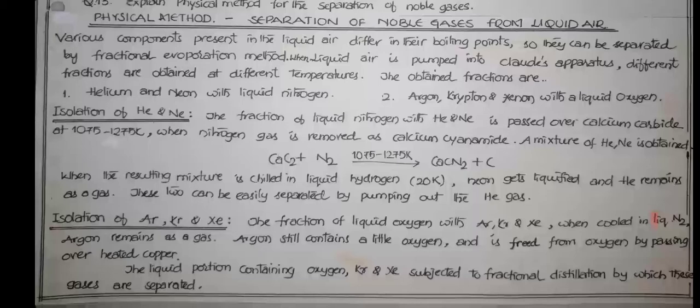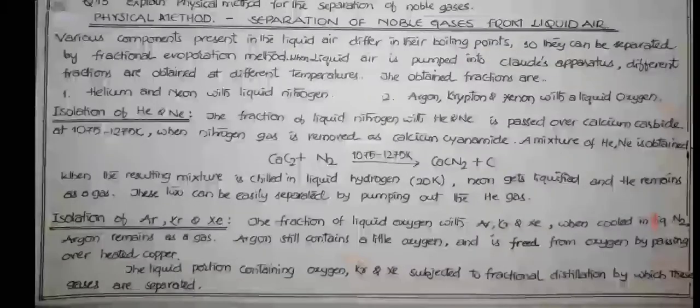Fractional distillation is applicable when the boiling point difference is more than 10 degrees. At approximately 10 degrees, you can comfortably use this one. And by using this, you can comfortably separate krypton, xenon and oxygen.